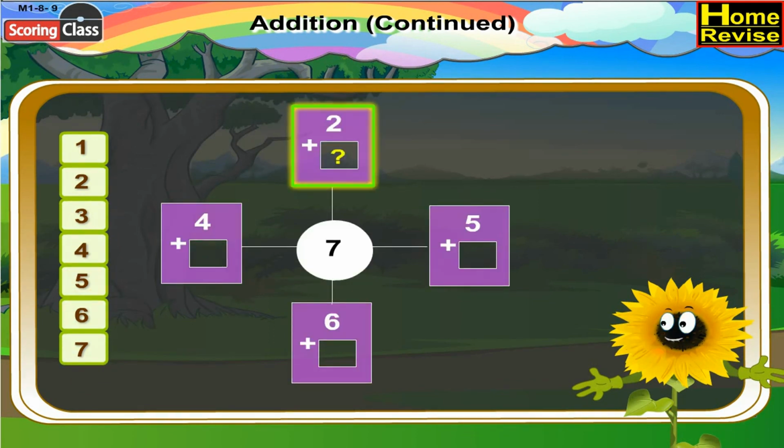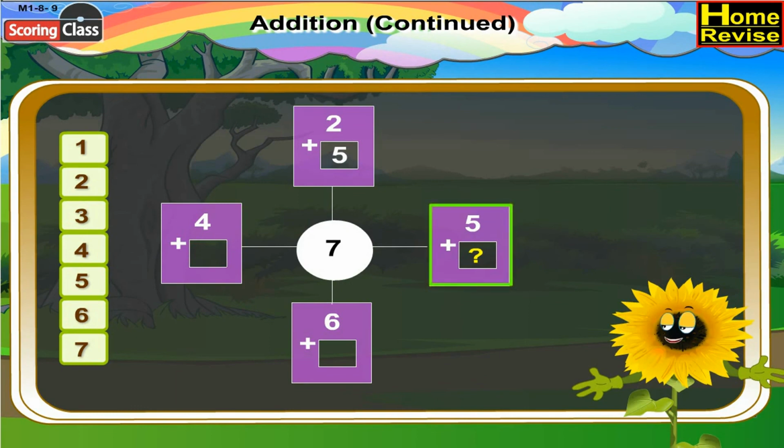Now, what should be added to which number in order to get 7? Let us find different combinations. Now, what should be added to 2 to get 7? For that, we can begin our counting with 2 and end with 7. So it would be 3, 4, 5, 6, 7, which means 5 should be added to 2 to get 7. So 2 plus 5 is equal to 7.